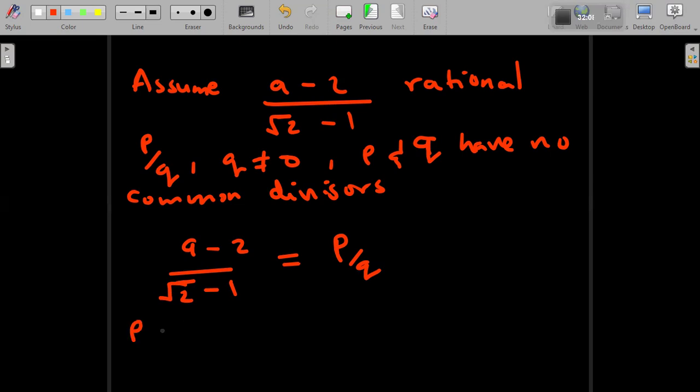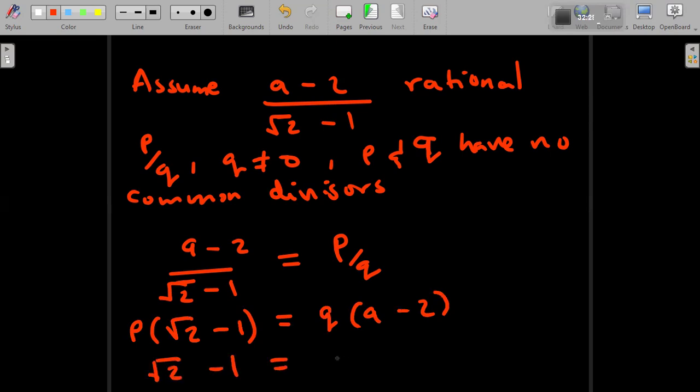So when I cross multiply, I'll have p equal to root of 2 minus 1, like that, q equal to a minus 2. From here, I can divide both sides by p. Then I'll have root of 2 minus 1 times q equals a minus 2, over p. I'm dividing by p there.